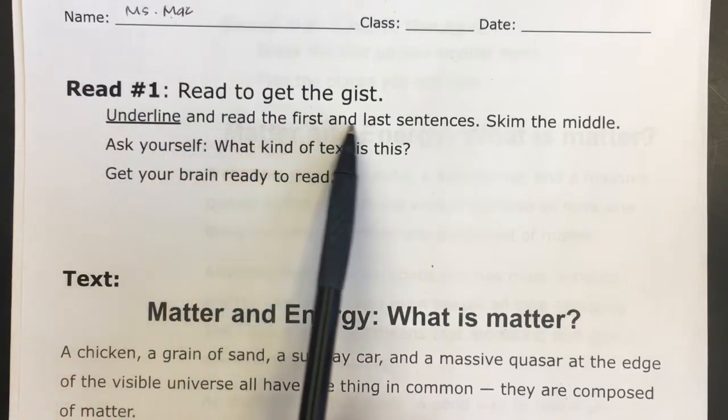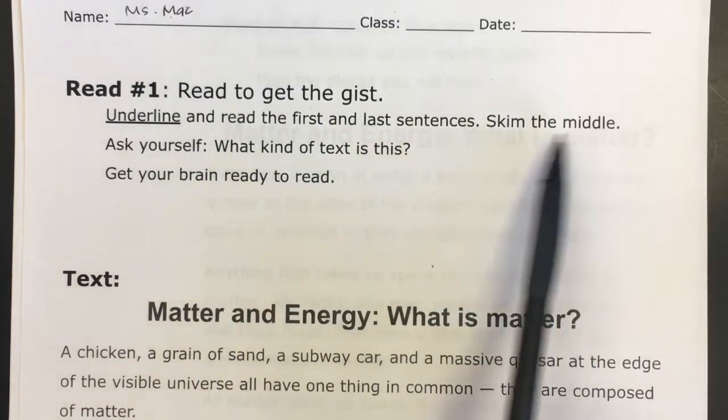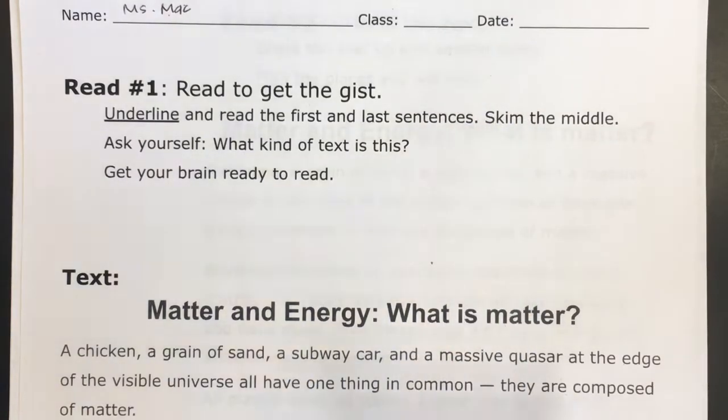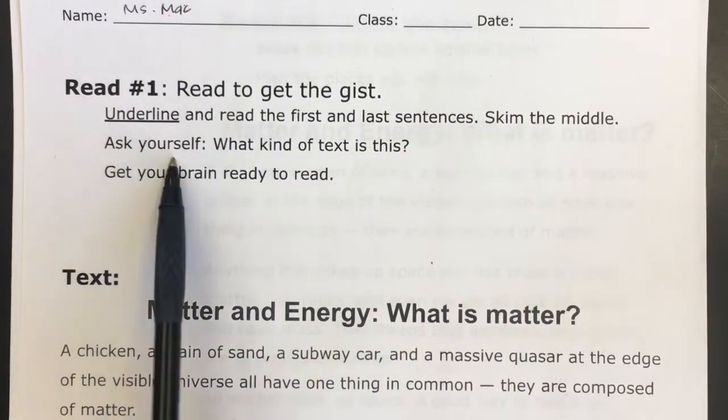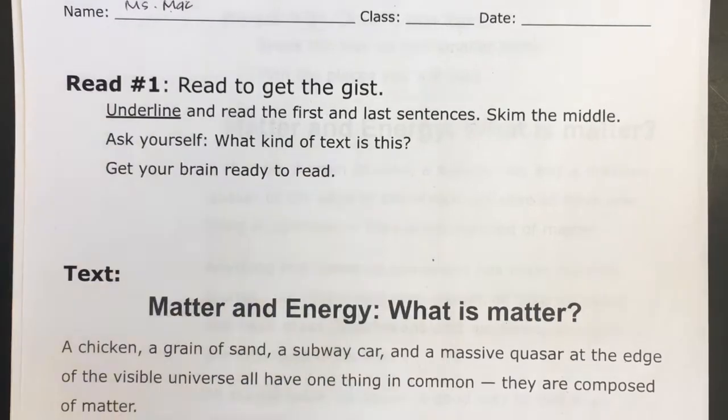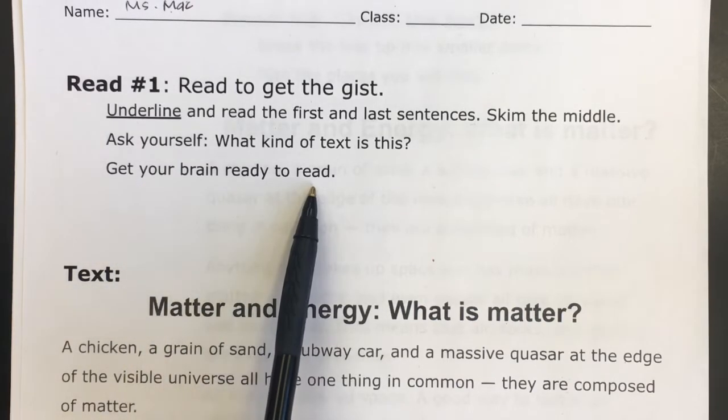So read to get the gist. Underline and read the first and last sentences. Skim the middle. So breeze through the middle really quickly. Just read it really fast. Ask yourself, what kind of text is this? Is this a story? Is it more nonfiction? What kind of text is this? And then in this read, we're just getting our brain ready to read.